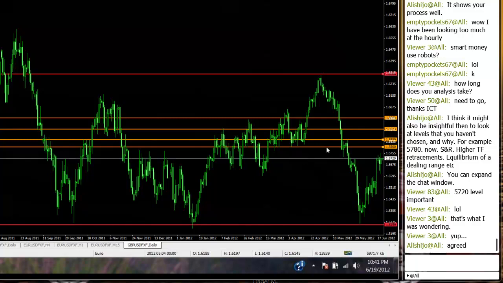The 58 fig, again, no need to really note it because it's something that we'd be watching anyway. Every time we get to a full figure, a 100 pip marker, that's something you'd be watching anyway.